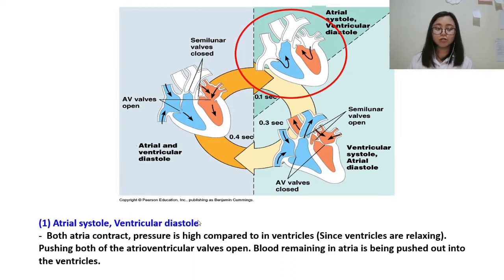In this stage, both the atria will contract. The pressure in the atrium is high compared to in the ventricles. This will push both of the atrioventricular valves open, and blood remaining in the atria is being pushed out into the ventricles. So atrium mengecut, ventricles relax, so dia akan dipenuhi dengan darah.